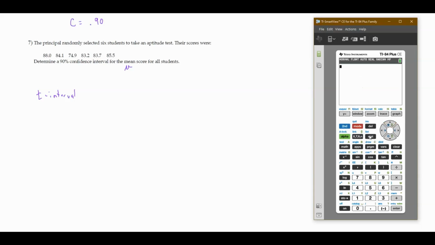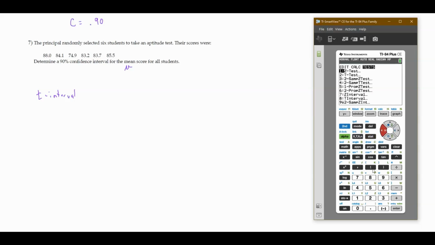So I'm going to go to stat, edit, and in list 1, I'm going to enter those numbers. So now I have this data typed into list 1. So I'm going to quit, and I'm going to run the one-var stats. You don't have to do this. It's up to you. But I'm going to run it so that it's done. So I run one-var stats and hit calculate, and it gives me x bar, s, and n, which are necessary to run that function, the t-interval. So let me go back to t-interval.